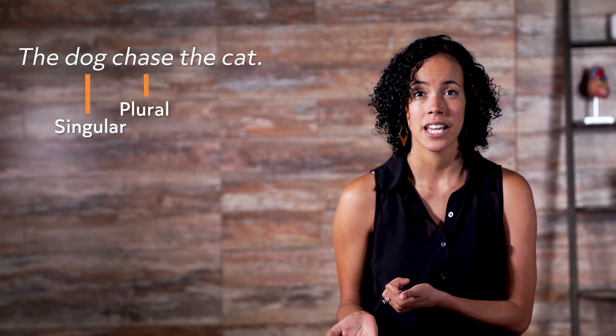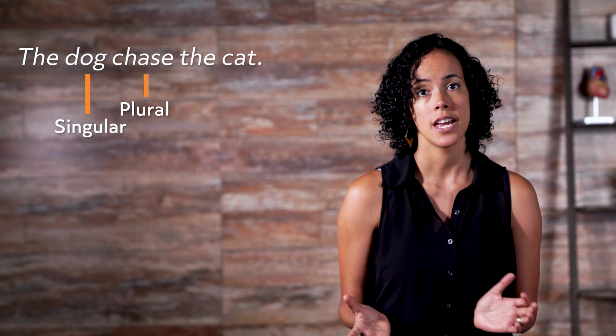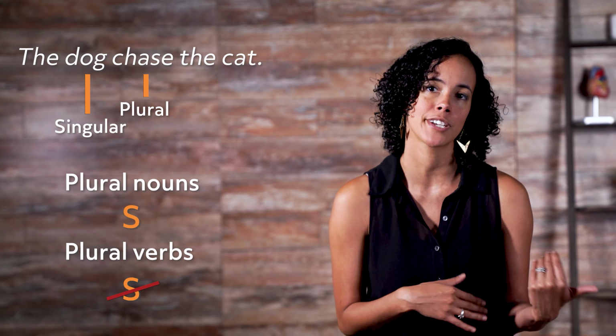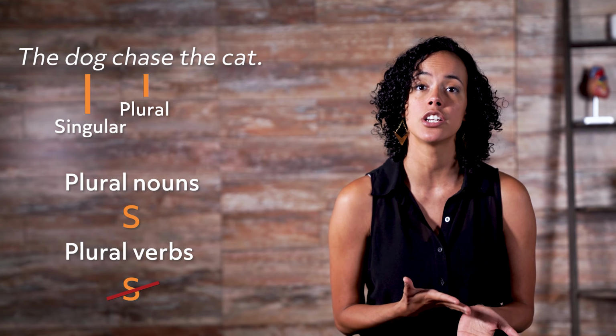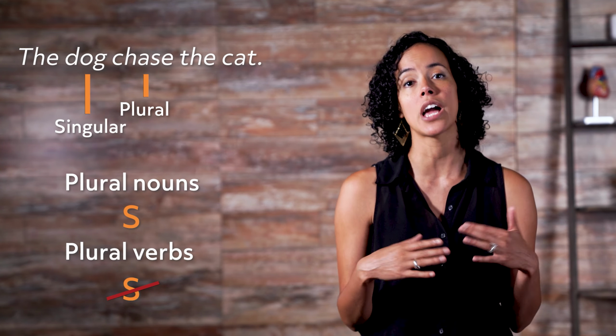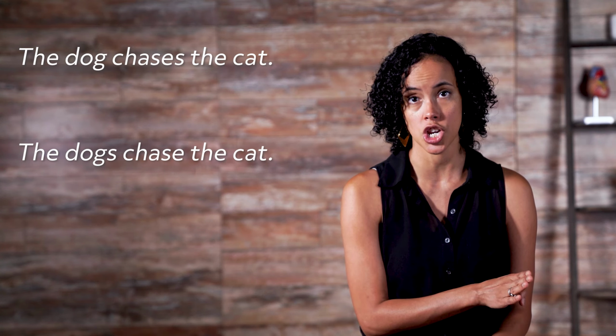Well, you're right. Dog is singular, but the verb chase is actually a plural verb. In the present tense, nouns and verbs form plurals in opposite ways. Nouns add an S when they are plural, and verbs remove an S. Conversely, if a noun is singular, it drops the S, and if a verb is singular, it needs an S. So this sentence should actually read, the dog chases the cat, or the dogs chase the cat.